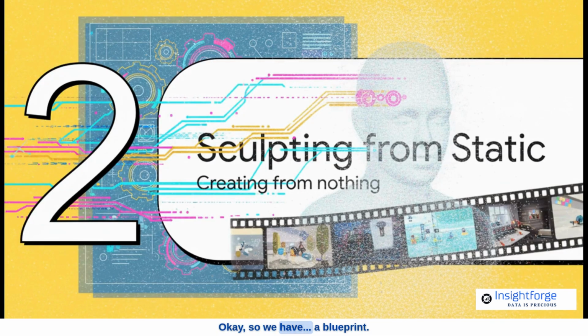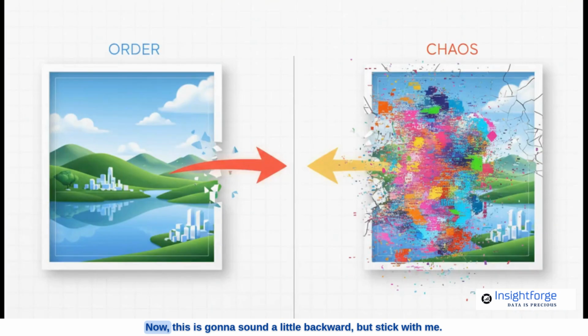Okay, so we have a blueprint. But how does Veo make a video from nothing? This is where the real magic comes in. It's a process that's kind of like sculpting a masterpiece out of pure static. Now, this is going to sound a little backward, but stick with me. To teach Veo how to build a beautiful, clean video, its creators first taught it how to systematically destroy one. It watched millions of videos as they were slowly turned into just random noise, learning every single step of the journey from order to total chaos.